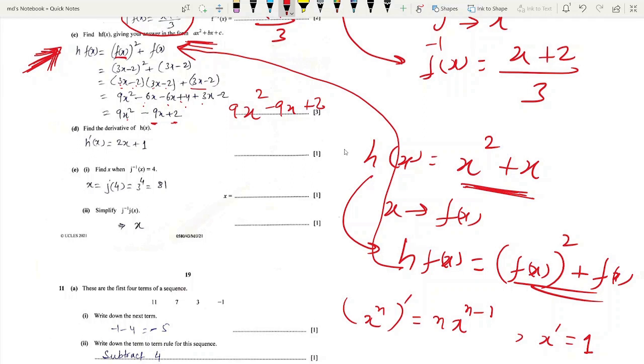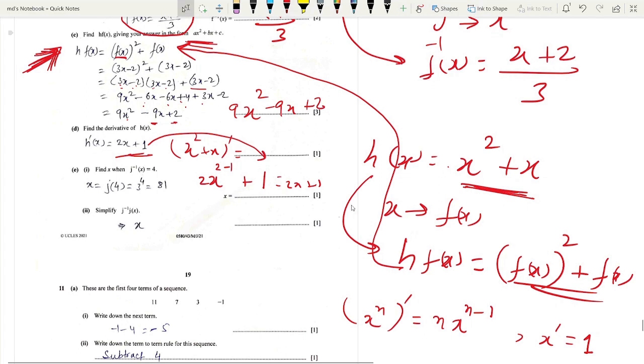So h dash x, x squared differentiation will be: this 2 will come here, and this is 2 − 1. Should I show? x squared plus x differentiation, right? x squared differentiation is 2 times x to the power 2 − 1, and x differentiation you know is 1. So x to the power 2 − 1 is x. So this is simply 2x + 1, right? 2x + 1, I have already written, you just have to put it over here.